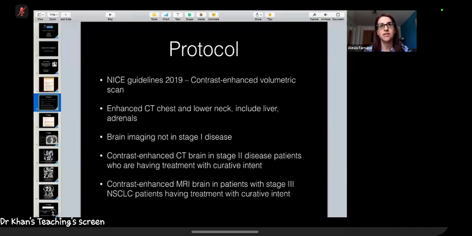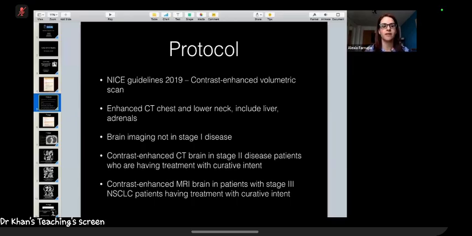However, in stage 2 and stage 3 disease, we would do a contrast-enhanced CT brain in patients who are having treatment with curative intent. A contrast-enhanced MRI brain is performed in those patients with stage 3 non-small cell lung cancer who are also having treatment with curative intent.